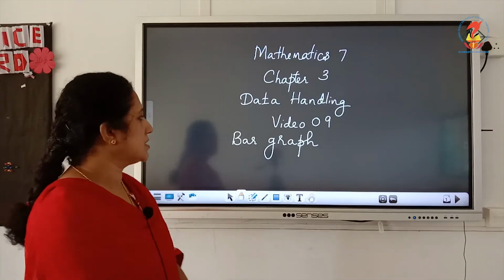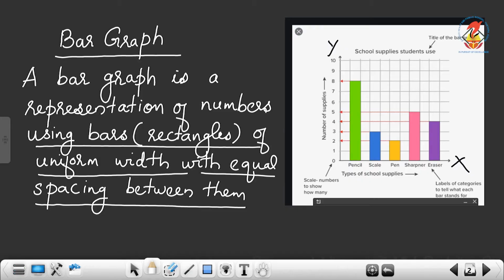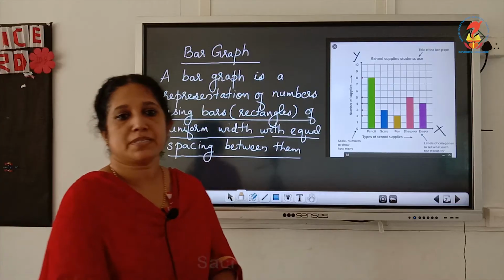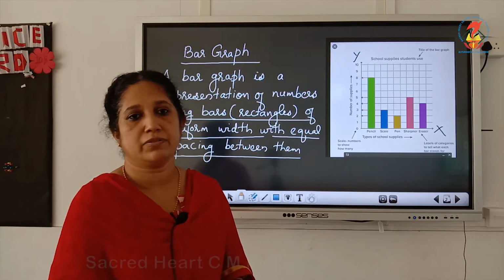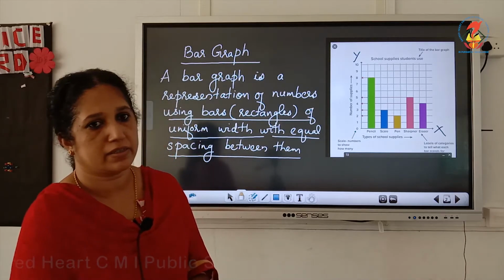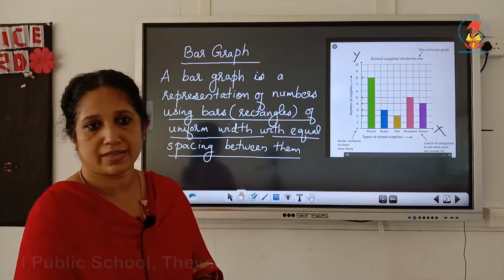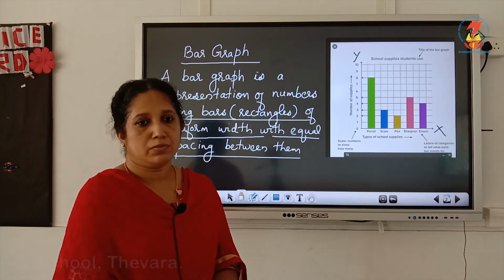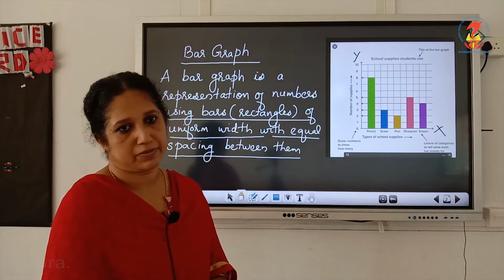Today we are going to discuss the bar graph. We can represent data visually by means of a pictograph, bar graph, double bar graph, etc. You have already learned how to interpret data from a pictograph, bar graph, etc. Now, today we want to learn how we can draw a bar graph.